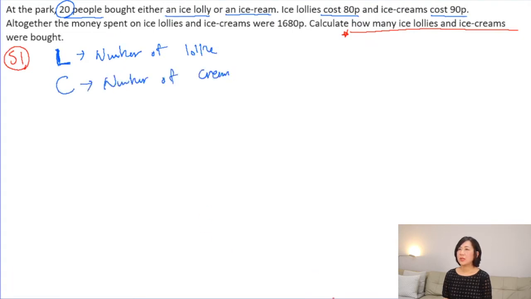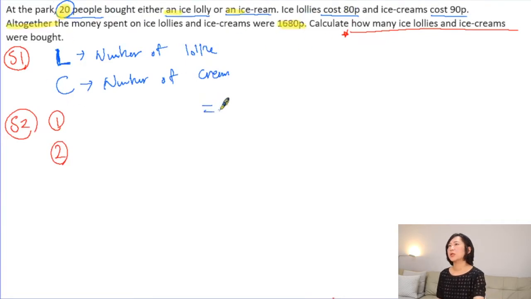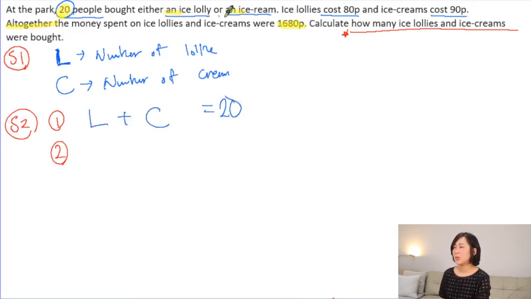Then let's move on to step 2. Focus on the keywords. We can see 20 people, and then we've got a price of each item and a total price. I think we can use this to form the equation. Since there are 20 people, and each person buys one ice lolly or ice cream, the number of ice lollies and ice creams adds up to 20. One person buys one of them, right?